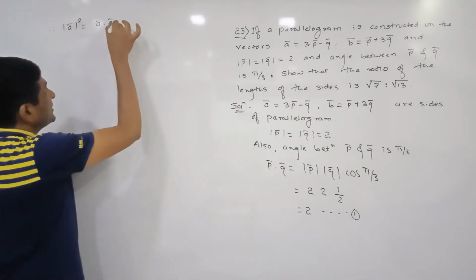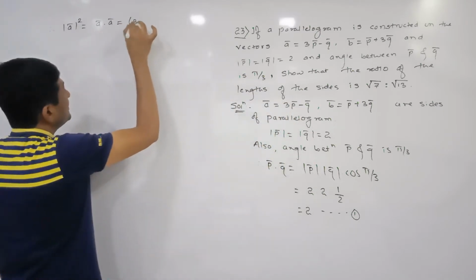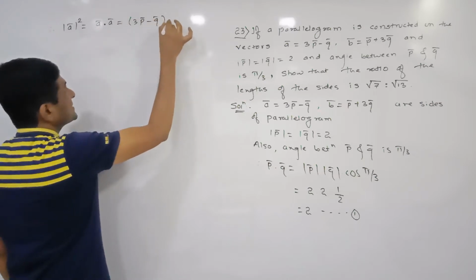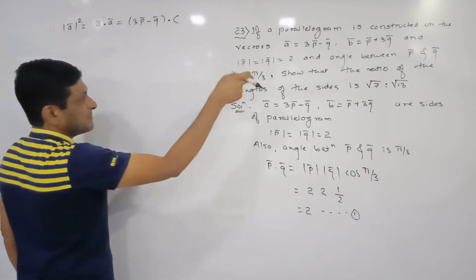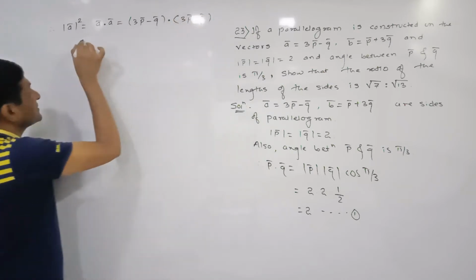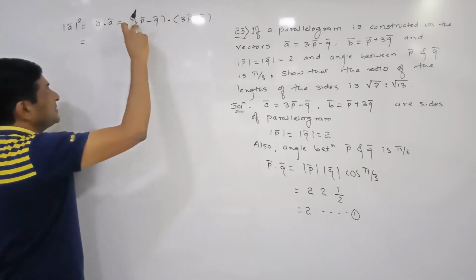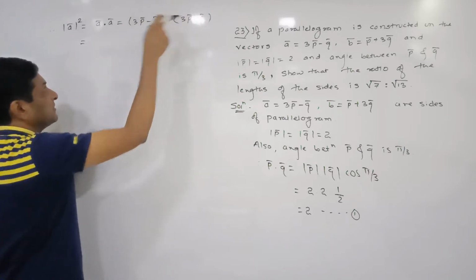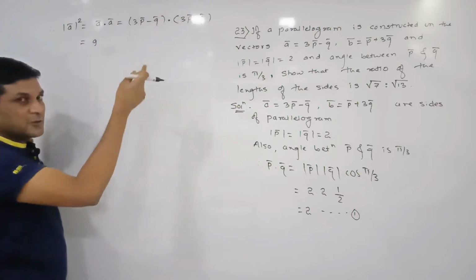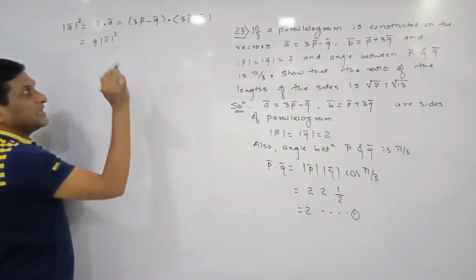So this is equal to, replace this a bar by its value. What is the value of a bar here? 3p bar minus q bar. Keep this dot as it is. Again substitute the value of a bar, which is 3p bar minus q bar. Now I am taking the dot product of these two brackets. So 3p bar, 3 into 3 will become 9, and p bar dot p bar, the dot product of the same vector, is equal to the square of its magnitude.